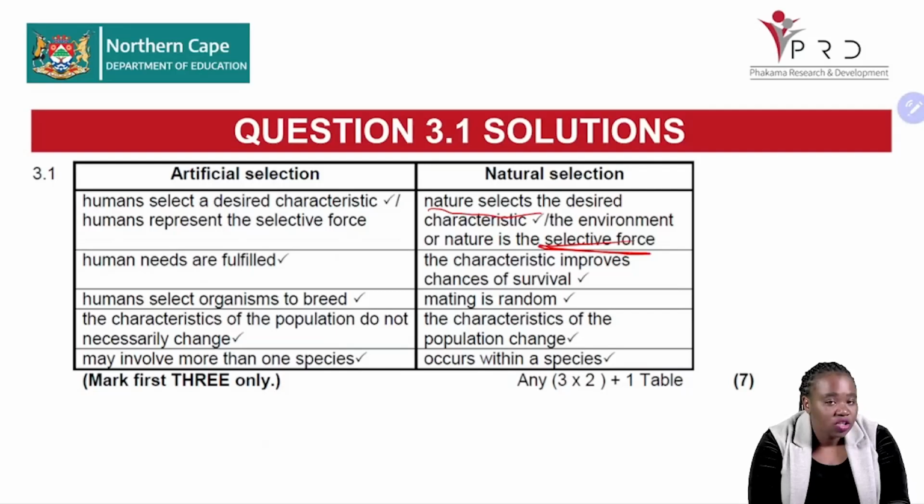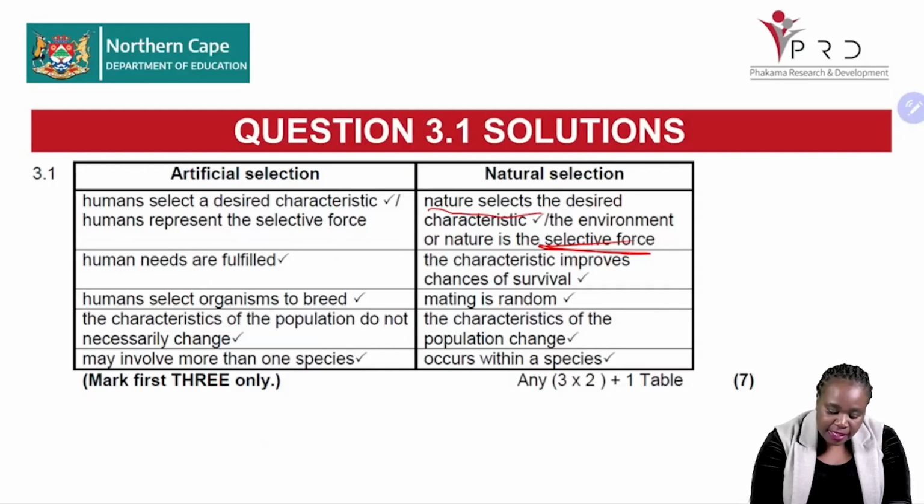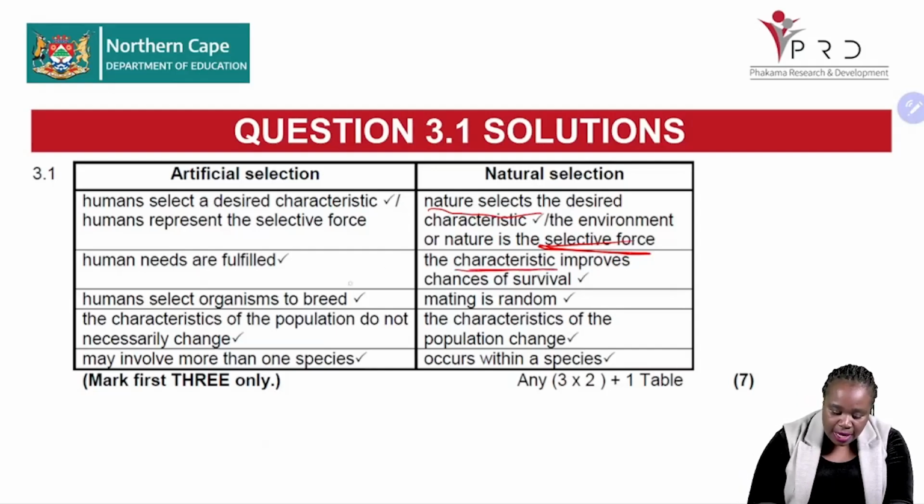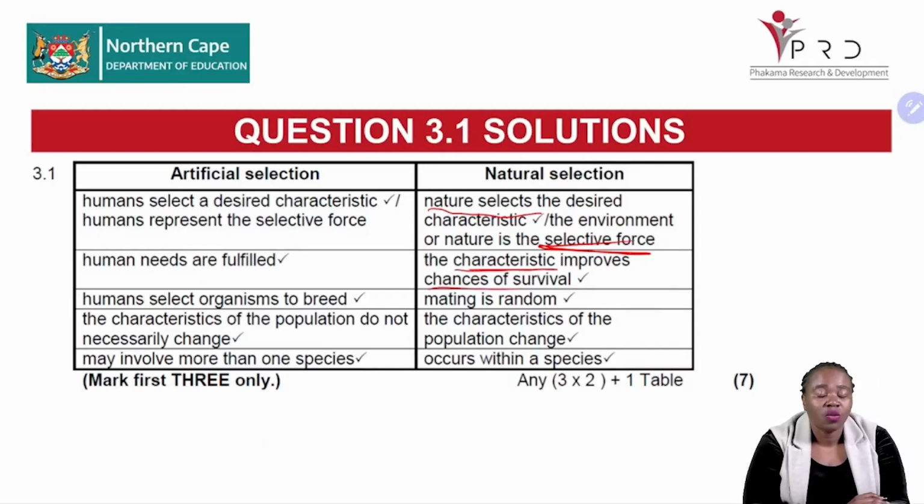And then with artificial selection, human needs are fulfilled. So humans select desirable characteristics in order to fulfill their needs, right? And then with natural selection, the characteristic improves chances of survival. So if the characteristics are desirable, the chances of survival would also improve. And then the next one, humans select the organisms to breed.